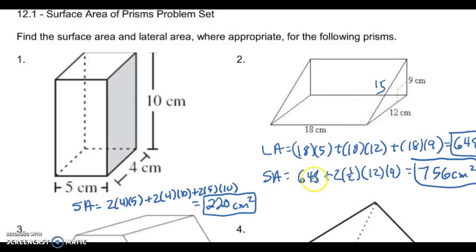The surface area, we're going to take that number and we're going to add to it the 2 bases. So each base is going to have a base of 12 and a height of 9. So we can take 1/2 of 12 by 9 and then 2 of those. And when we add those in, we end up getting 756 square centimeters.